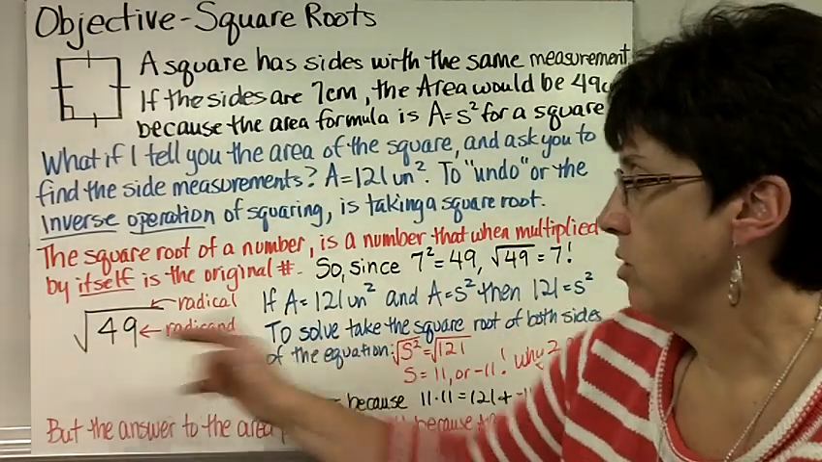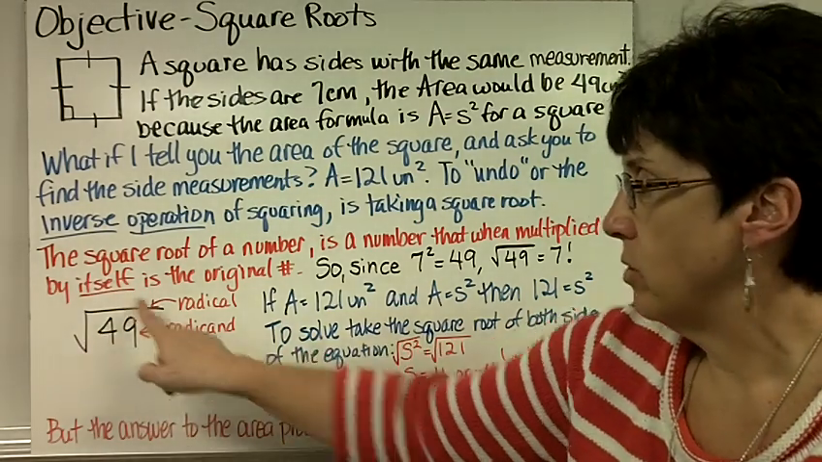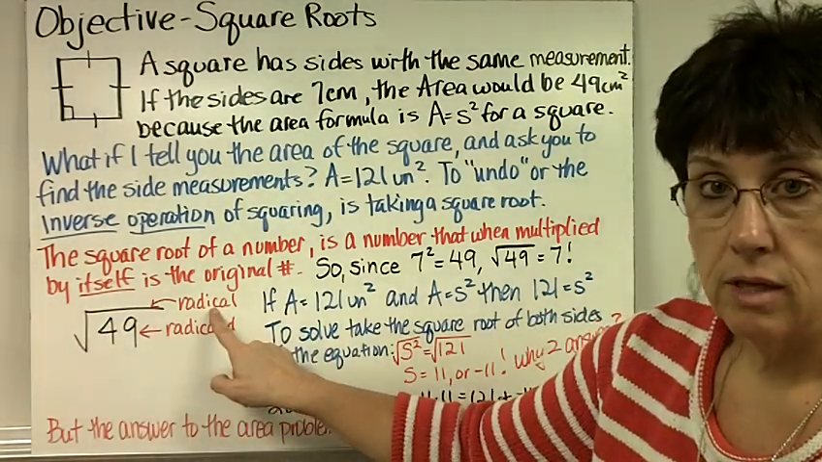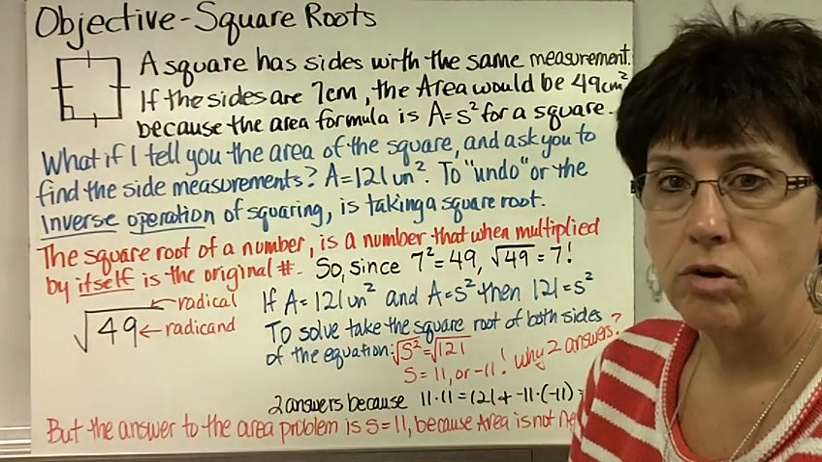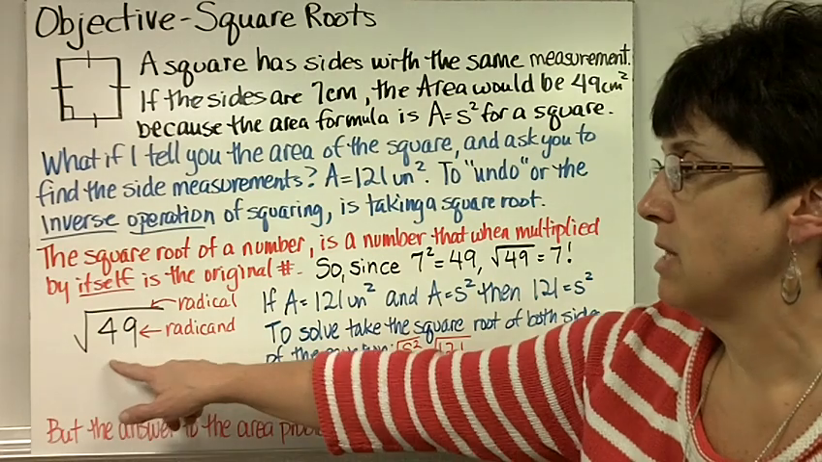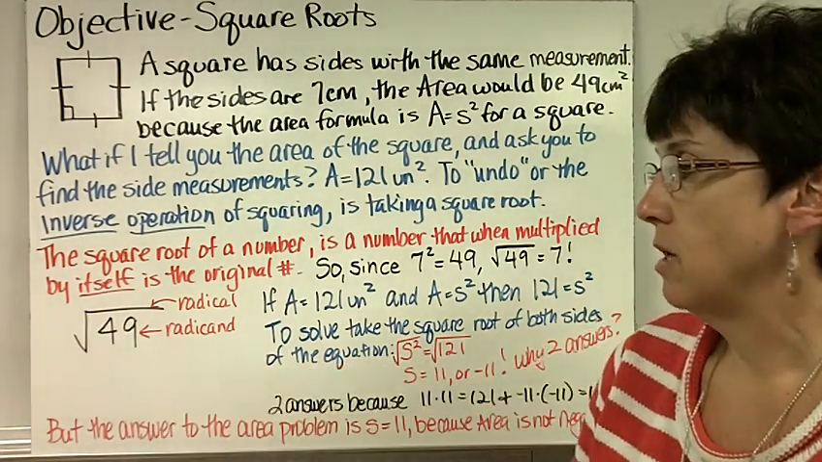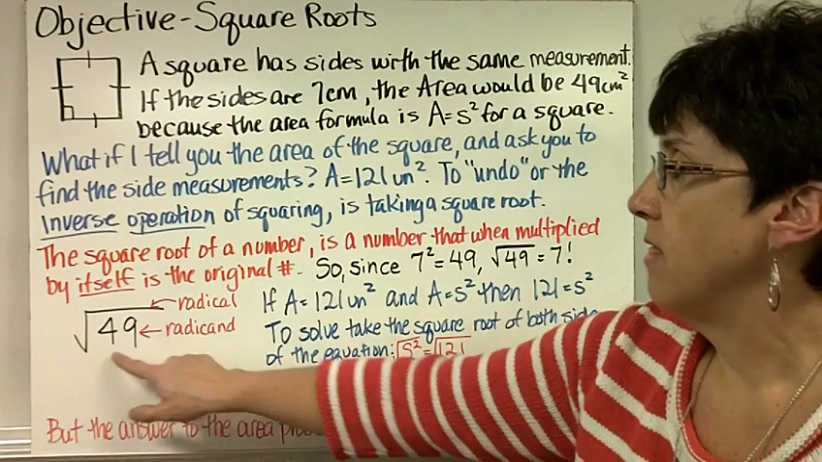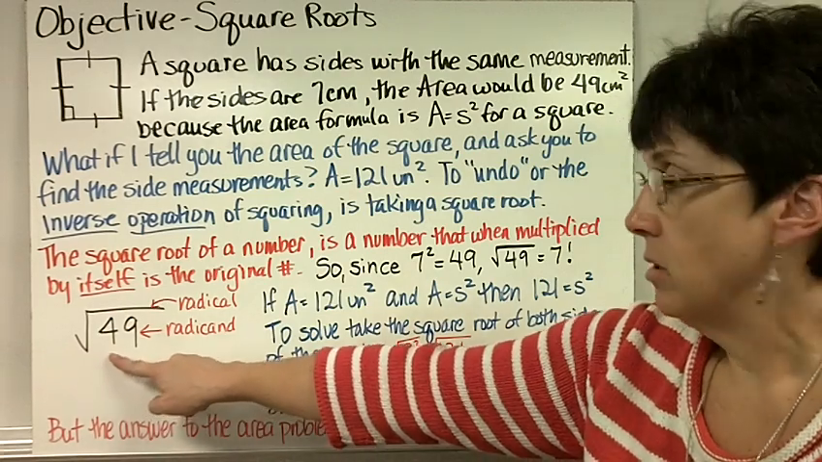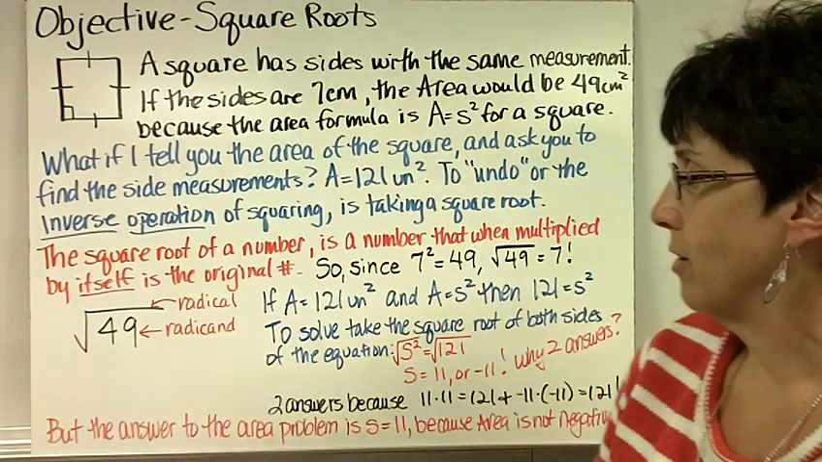I want to tell you one more thing before we talk about this. These are the symbols for square root. The square root symbol is called the radical, and sometimes later on you might hear it abbreviated as rad. They might say rad 49 instead of the square root of 49, but that's not usually until high school. And the number inside the square root symbol is called the radicand. Just some more vocabulary.